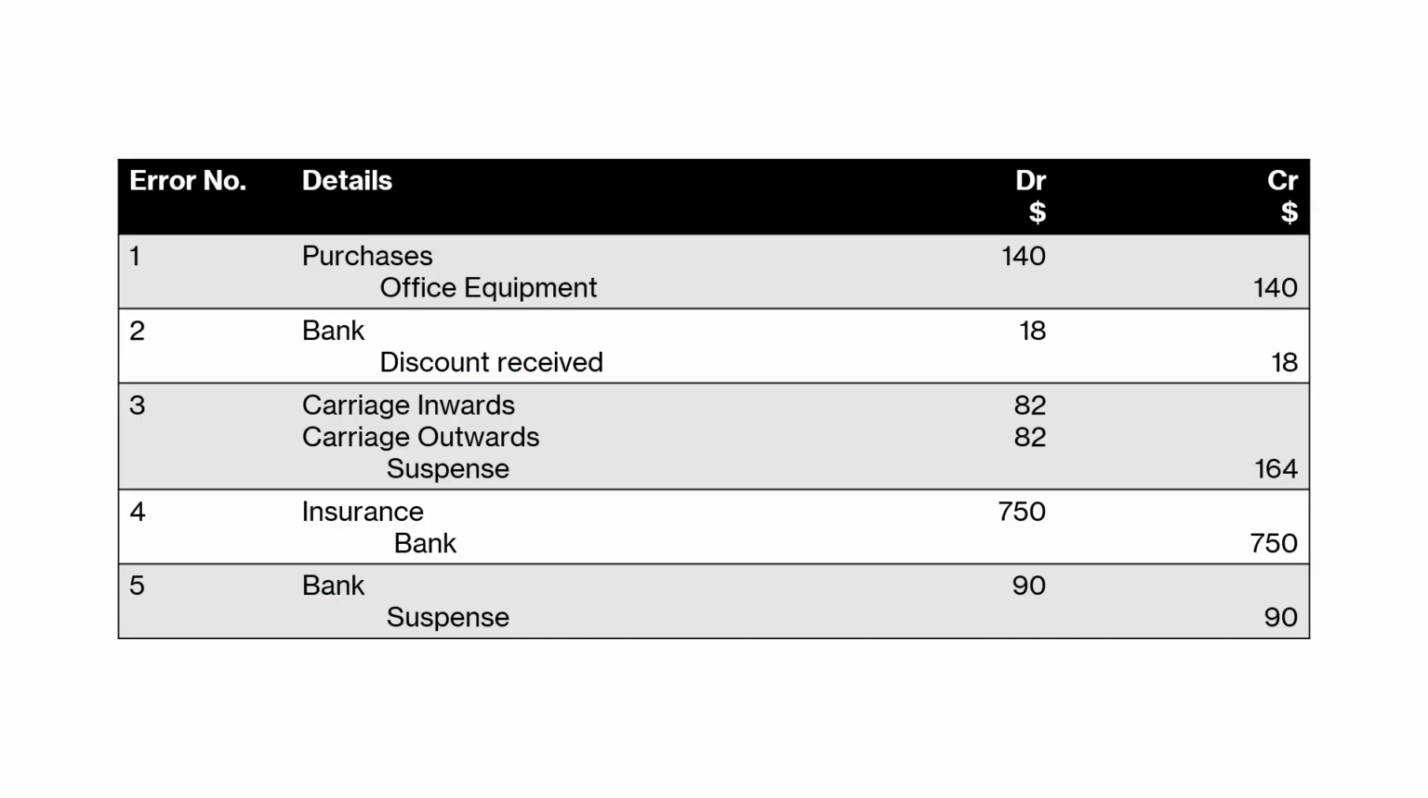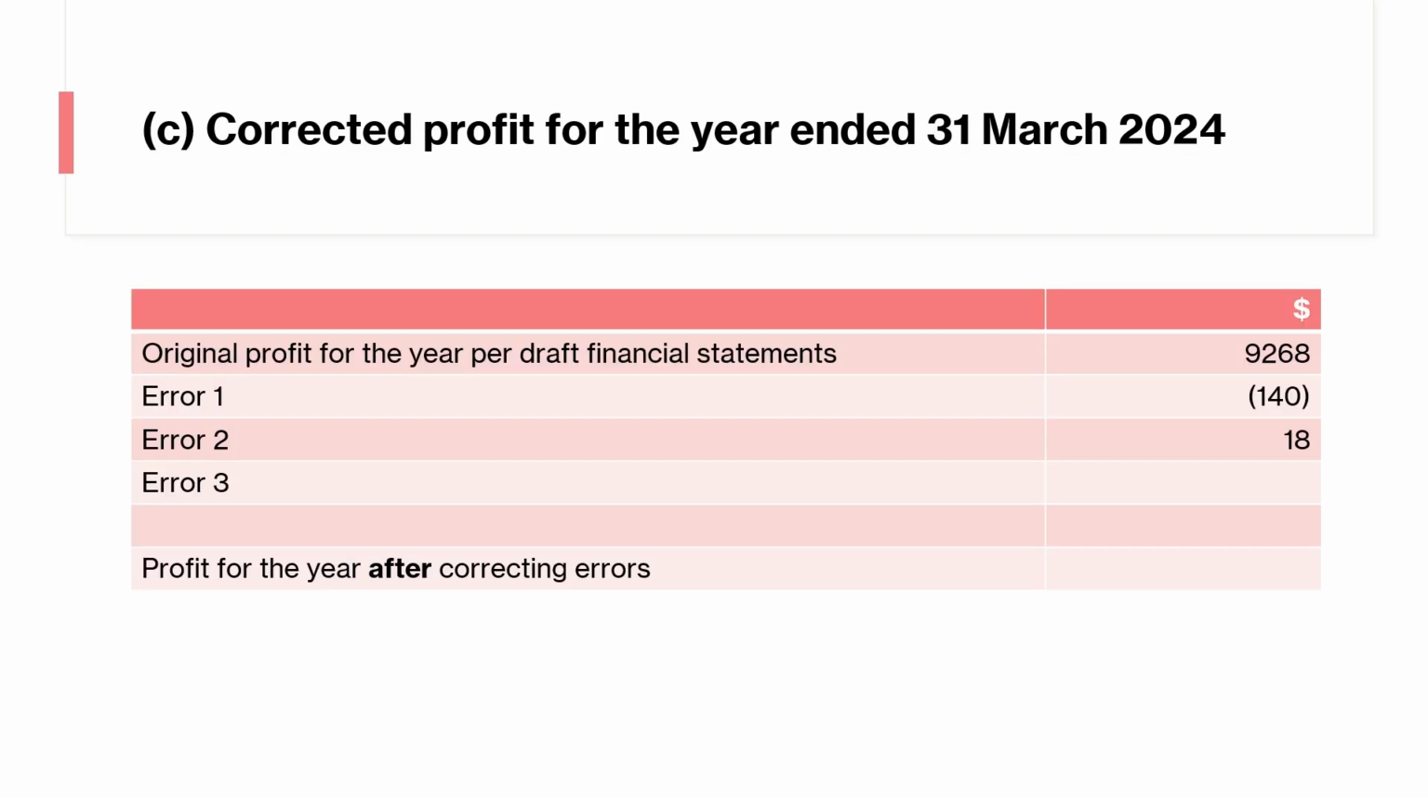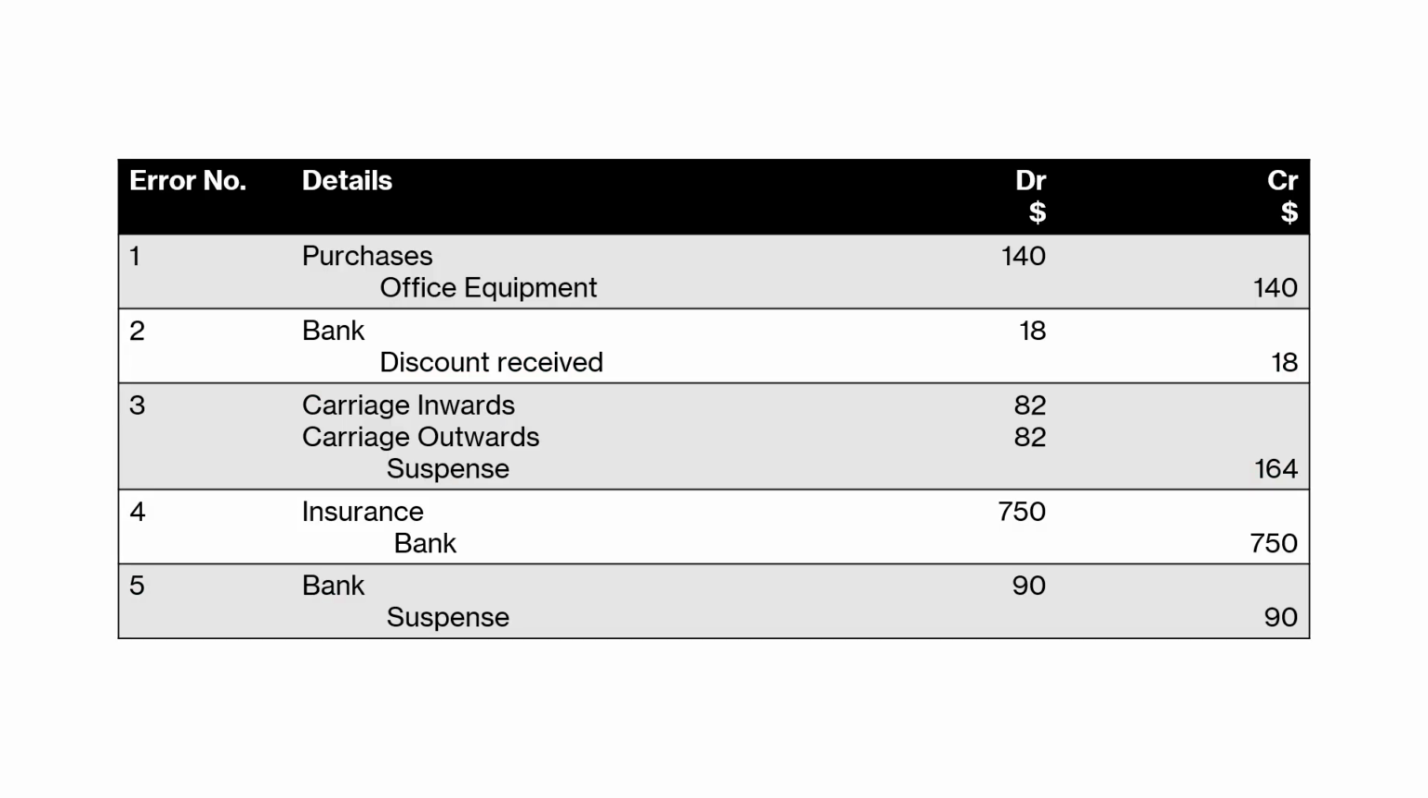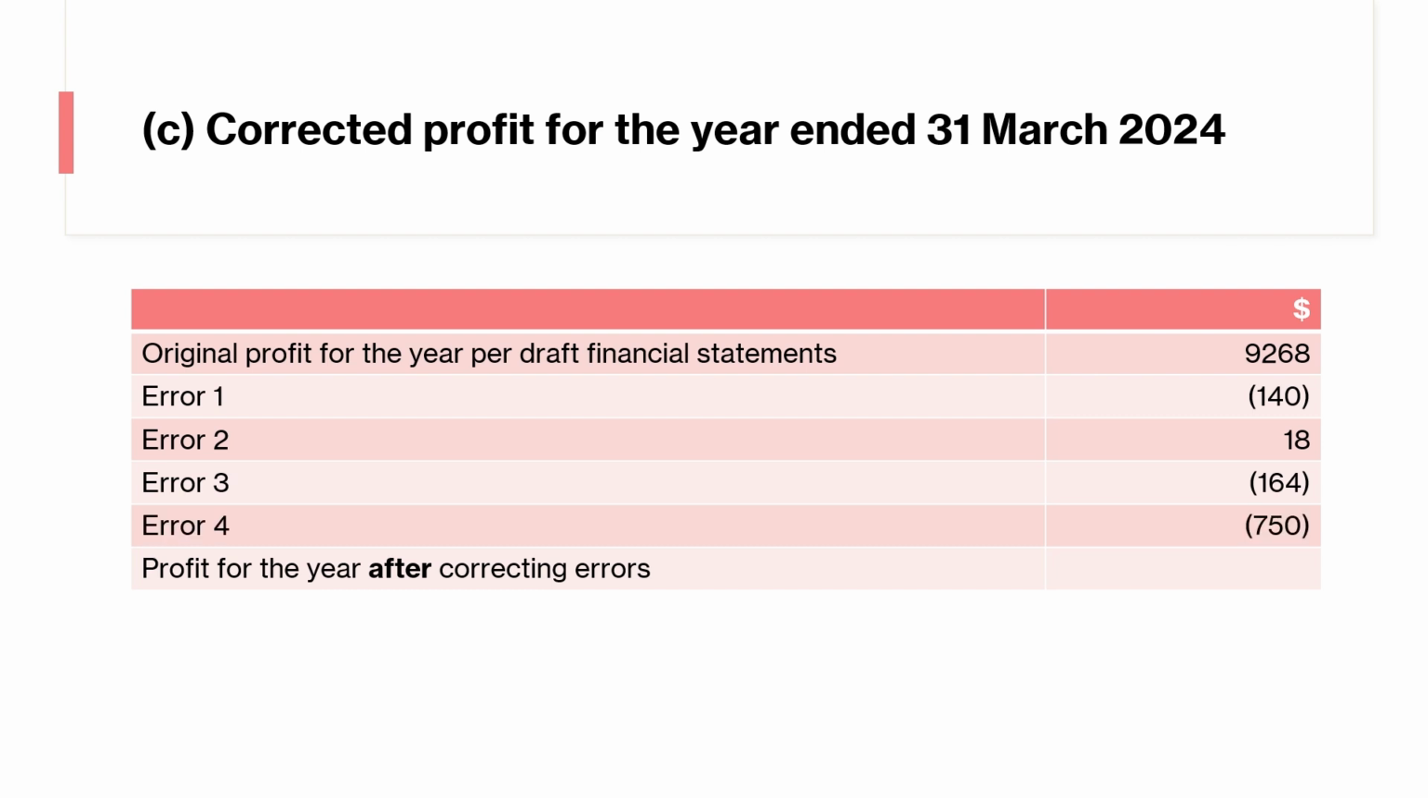Third one, carriage inwards was debited by 82 and carriage outwards was debited by 82. Both are expense accounts and it was a debit entry. That means expenses increased, which means we have to reduce profits by 164 because it's 82 plus 82. So error number 3, deduct profit by 164. Fourth one, insurance was debited by 750, bank was credited by 750, and insurance is an expense account. So expenses increase by 750 because it's a debit entry. Expense increasing means we will have to reduce the profit by 750. So error number 4, minus 750.